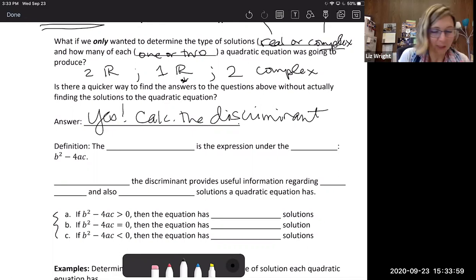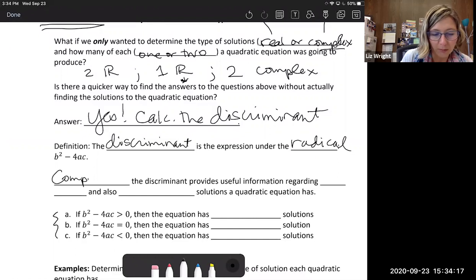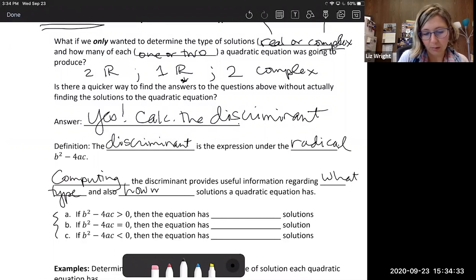So the definition, the discriminant, we've got to spell it again. The discriminant is the expression under the radical, or under the root. It's going to be b squared minus 4ac. So computing the discriminant provides useful information regarding what type and also how many solutions a quadratic equation has.